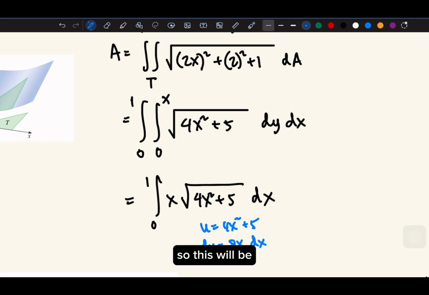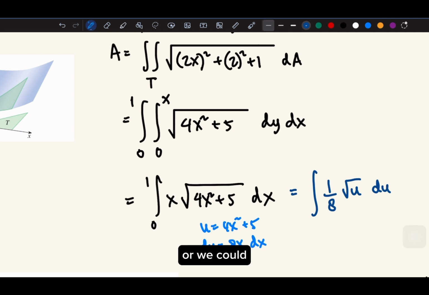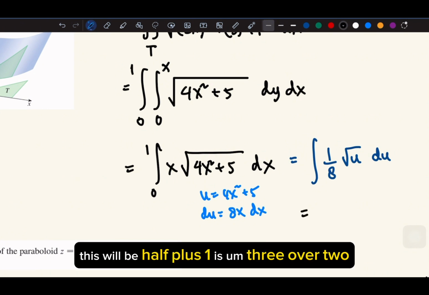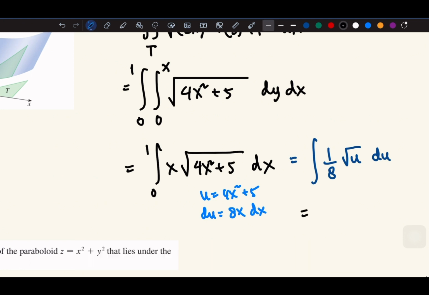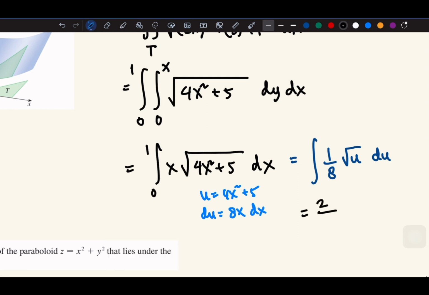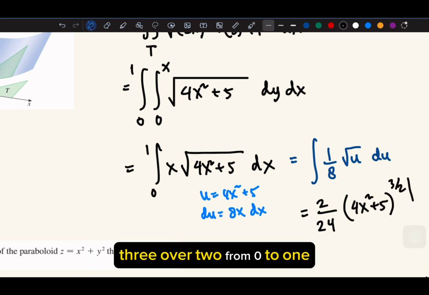So this will be 1 over 8 square root of u du. This will be half plus 1 is 3 over 2, so 2 over 3, so 2 over 24, and this will be (4x squared plus 5) to the 3 over 2, from 0 to 1.